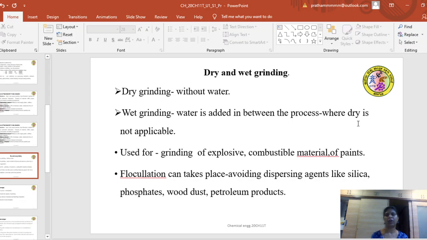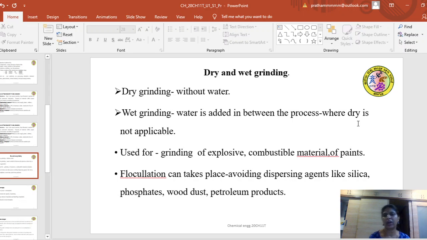Wet grinding is used for grinding explosive or combustible materials like wood, and also for the grinding of paints. So the wet grinding is used for grinding in these various materials. During wet grinding there are some challenges involved.